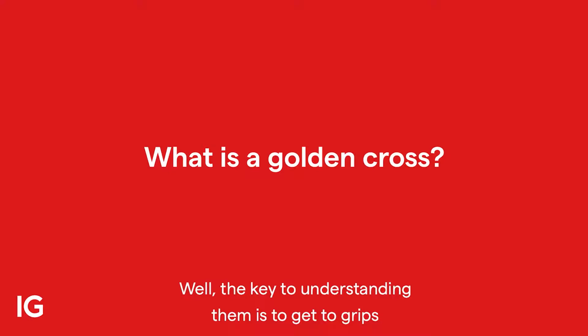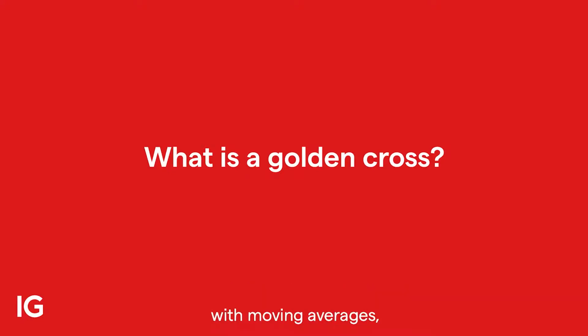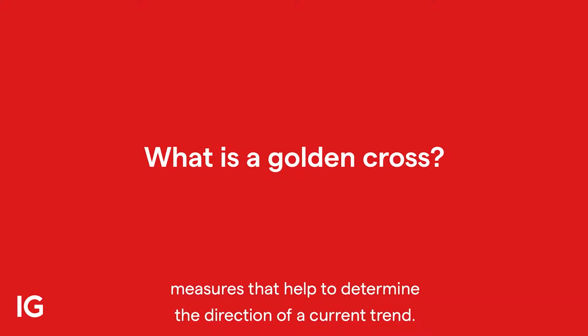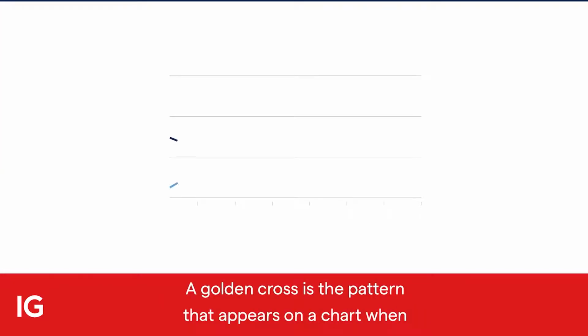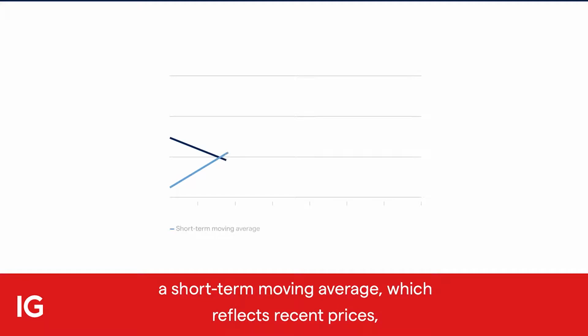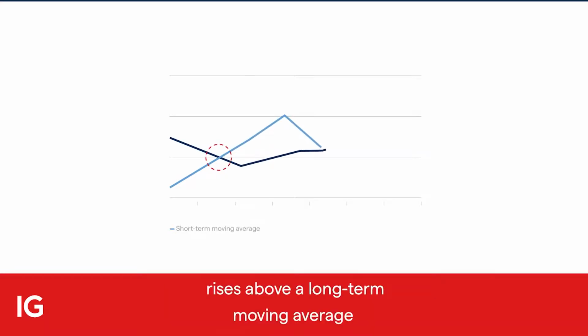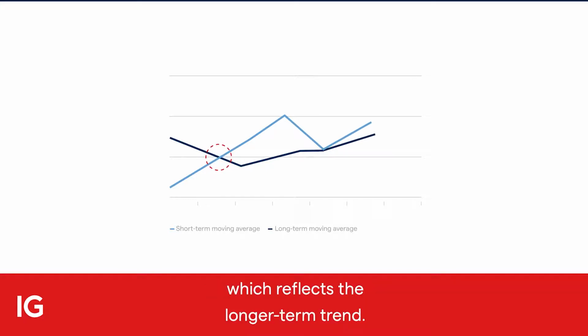Well, the key to understanding them is to get to grips with moving averages, measures that help to determine the direction of a current trend. A golden cross is the pattern that appears on a chart when a short-term moving average, which reflects recent prices, rises above a long-term moving average, which reflects the longer-term trend.